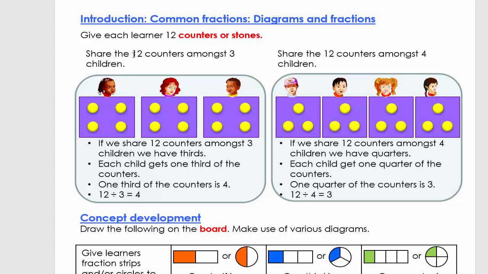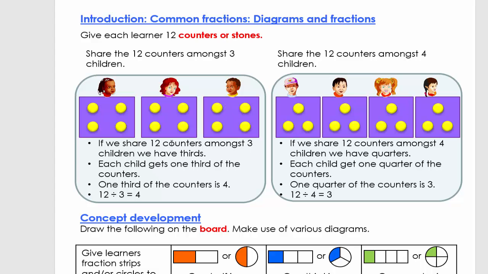So we can just share the 12 counters amongst 3 children. So we've got 12 counters and we're going to share them. If we share 12 counters amongst 3 children, we have thirds. Each child gets 1/3 of the counters. So each child gets 1/3 of the 12 counters. 1/3 of the counters is 4. So each child will then get 4. So we can also say 12 divided by 3 equals 4.